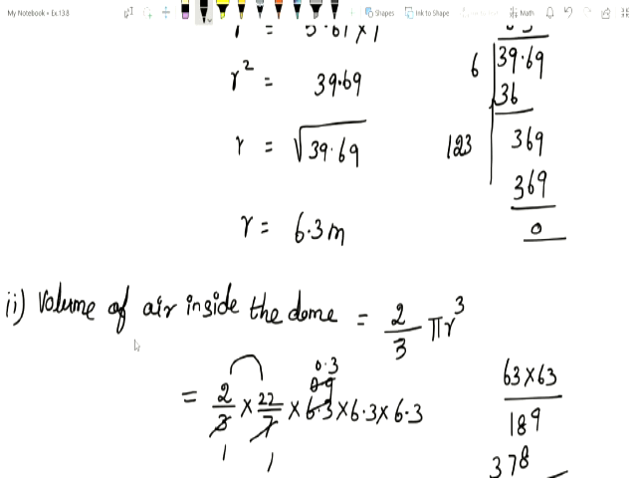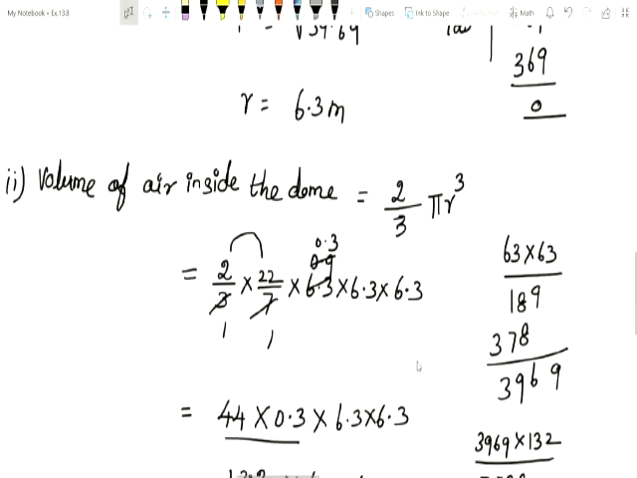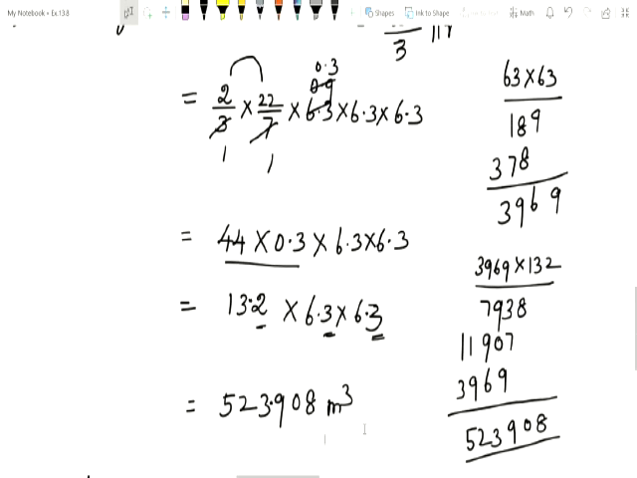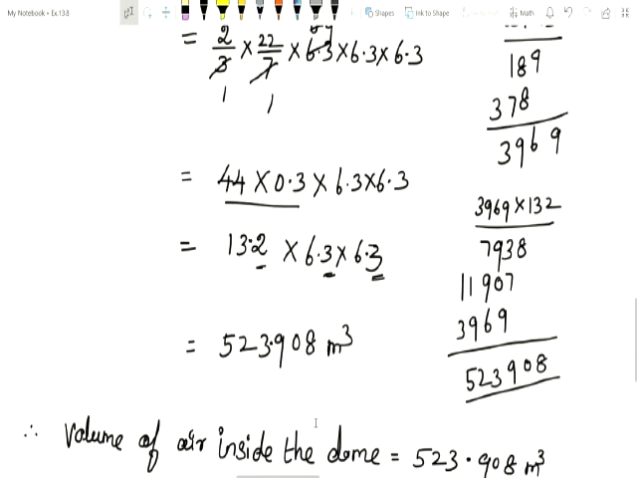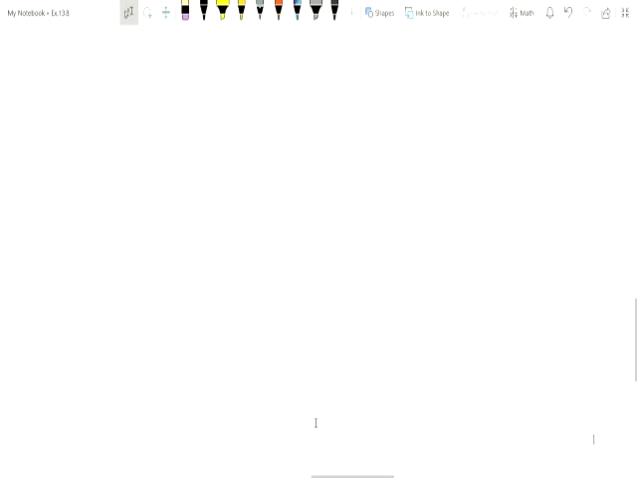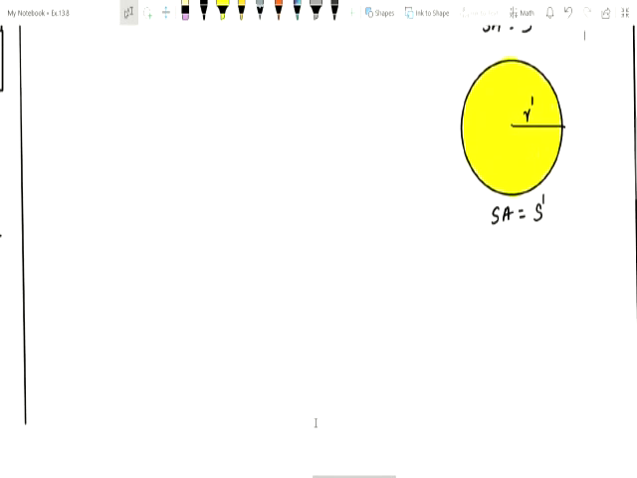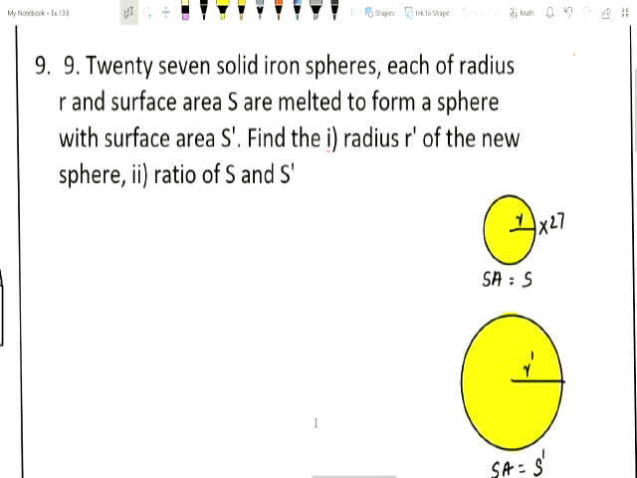Okay, next we are going to find volume of the air inside the dome. So volume we are finding. So volume of hemisphere 2 by 3 pi r cube. Okay, after substituting, what result we are getting? 523.908 meter cube. You understand, children? Shall I move on to the next question? See the next question. So ninth one.